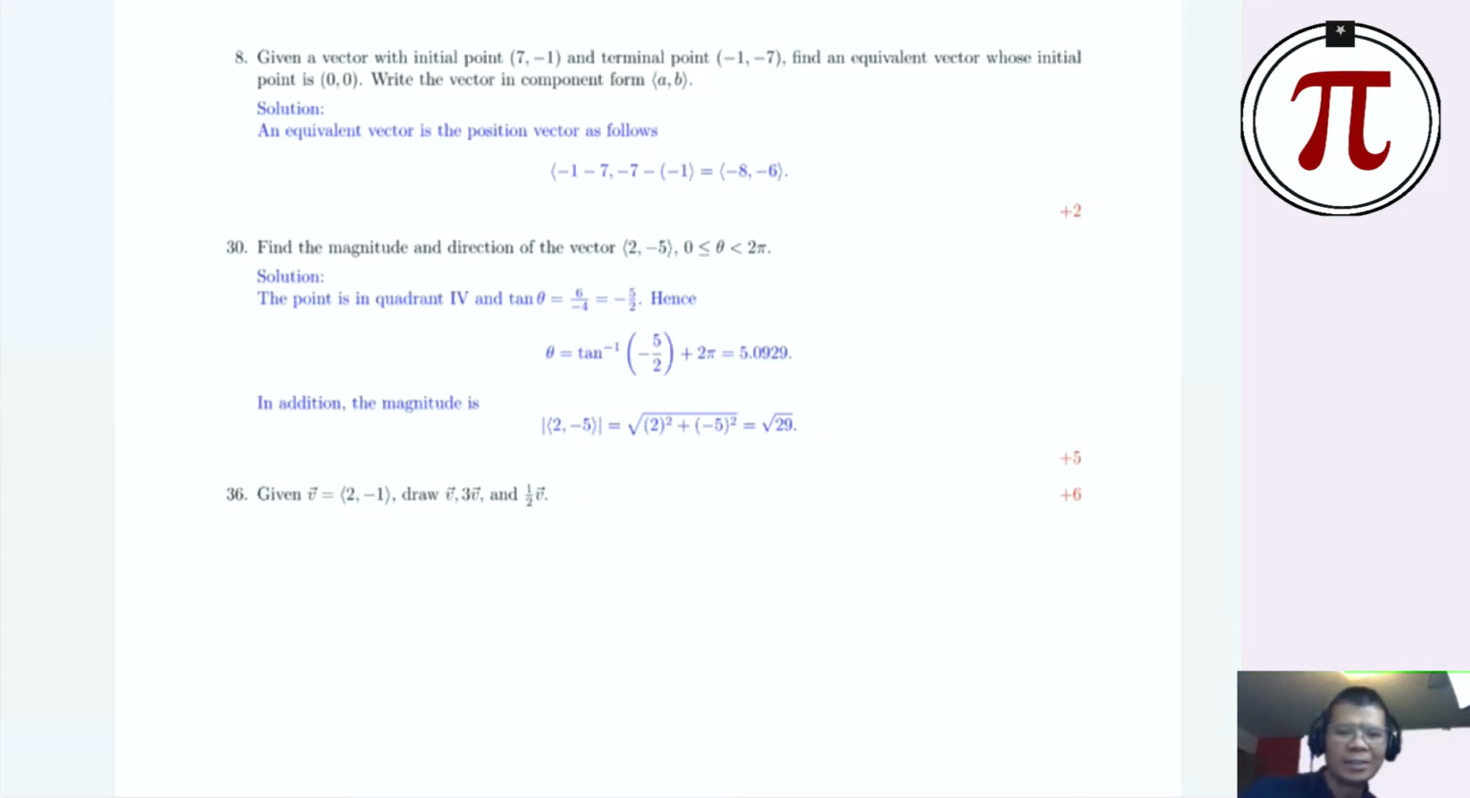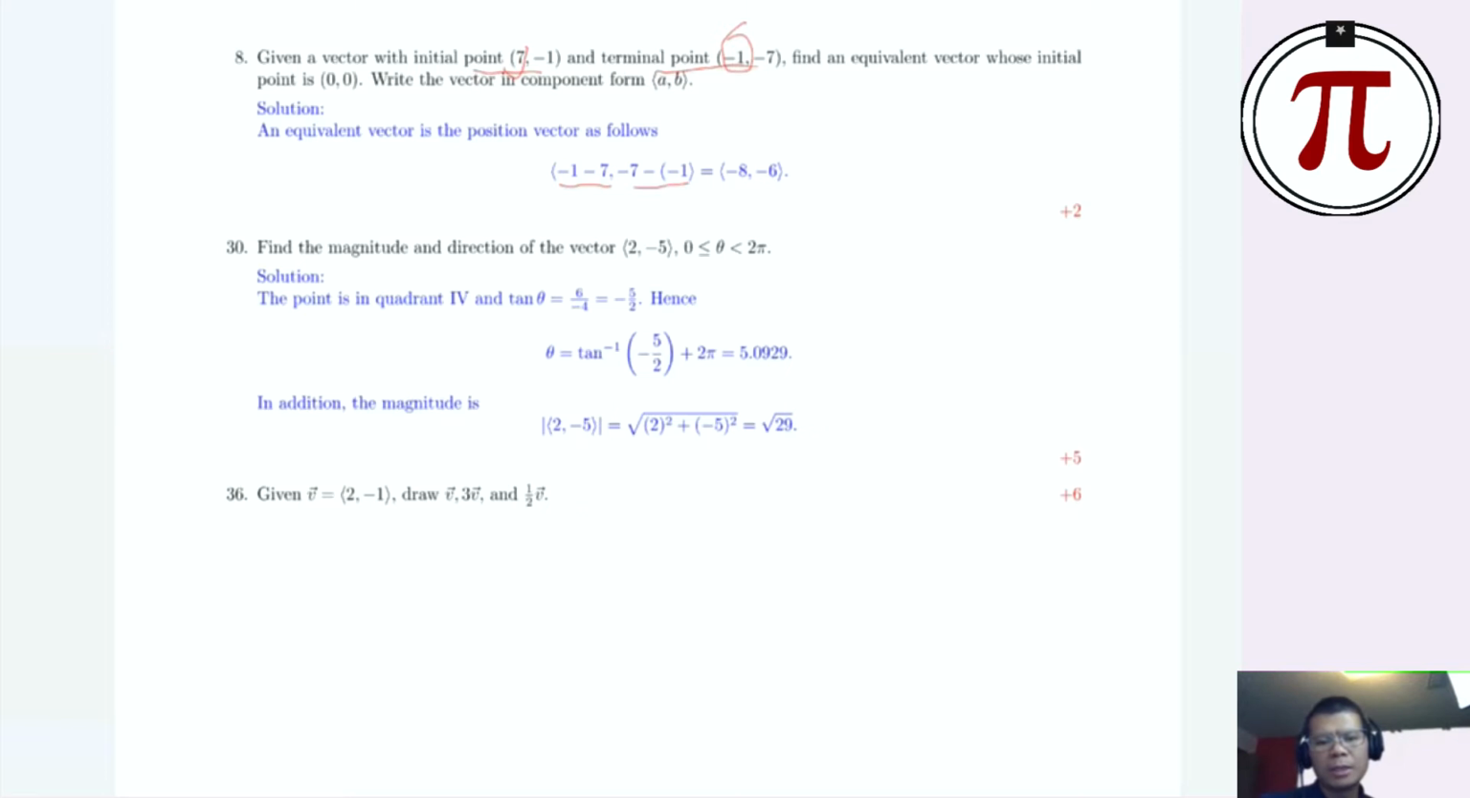Very good. All right, so this is a question about the position vector, right? Because a position vector starts from 0, 0. So the equivalent vector is a position vector as follows. As we know, with an initial point and a terminal point, the vector is the difference, terminal minus initial, right? So -1 minus 7, the first coordinate minus the first coordinate, and then the second is -7 minus -1.